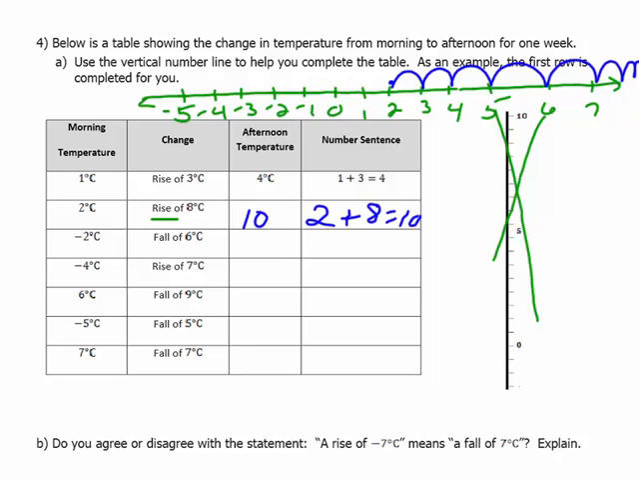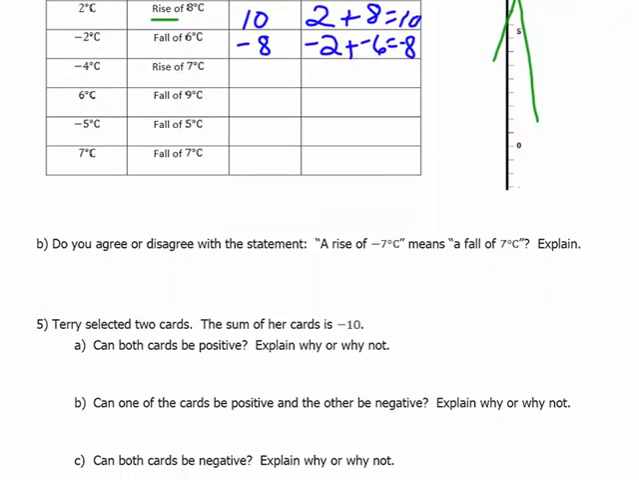Okay, negative 2 this time is where we're going to start. A fall of 6, fall means that it's going to go down. So 1, 2, 3, 4, 5, 6 means that it's going to end up at negative 8. My sentence, negative 2 plus negative 6 equals negative 8. All right, I want you to try some of these on your own and see how you can do, and then we're going to come back and go over those tomorrow.